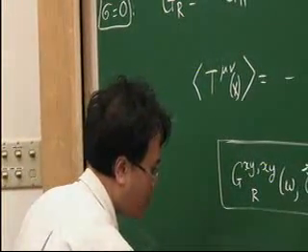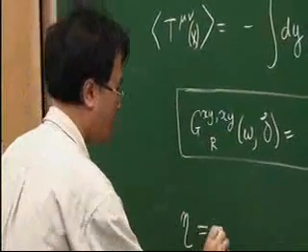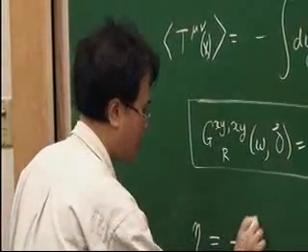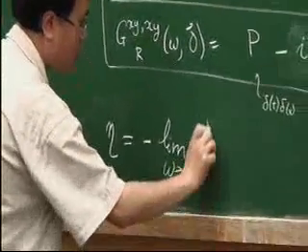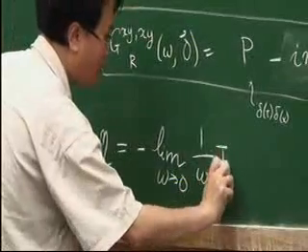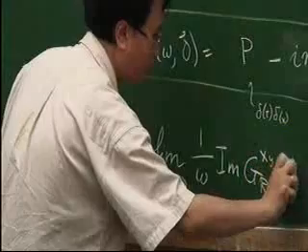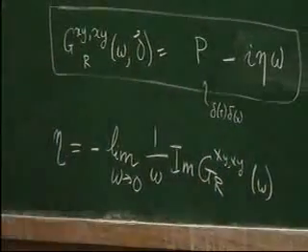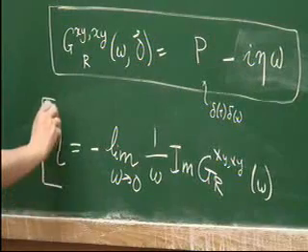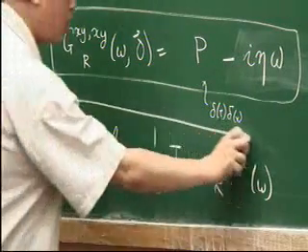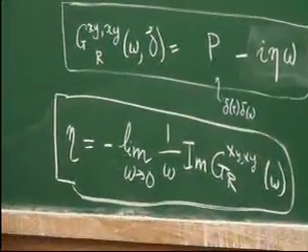So we can write the following formula. Since this formula is correct at small omega, we can write it as minus the limit omega goes to 0 of 1 over omega, the imaginary part of the retarded Green function xy as a function of omega. This formula is called the Kubo formula.